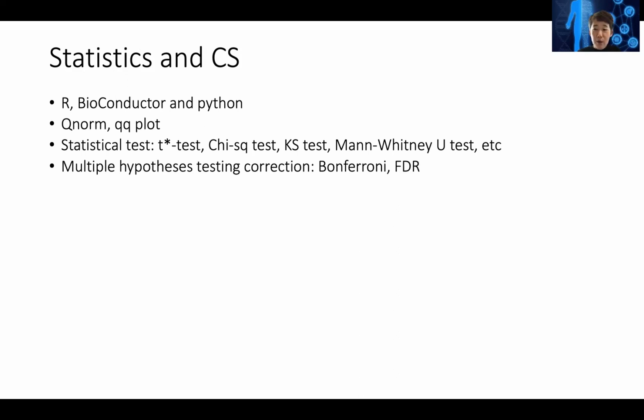We talk about multiple hypothesis testing. Because in genomics there are so many tests you have to do, we really need to care about correcting for multiple hypothesis testing, either using Bonferroni, which is very conservative, or false discovery rate, which is more popular in genomic assays. We talk about hierarchical models.